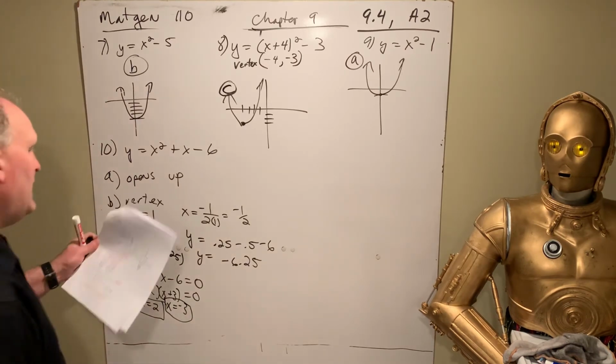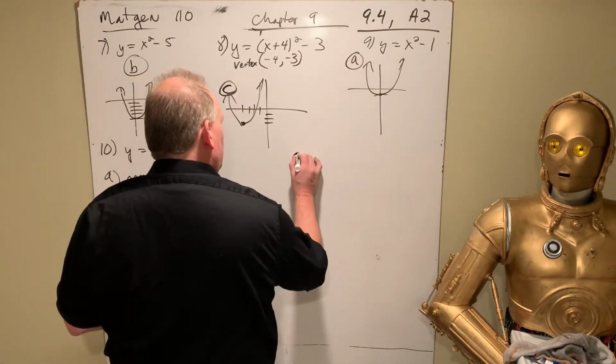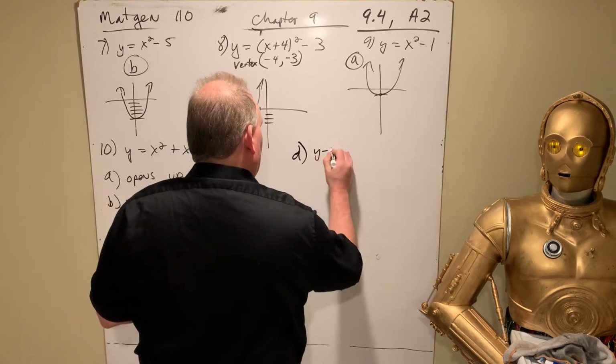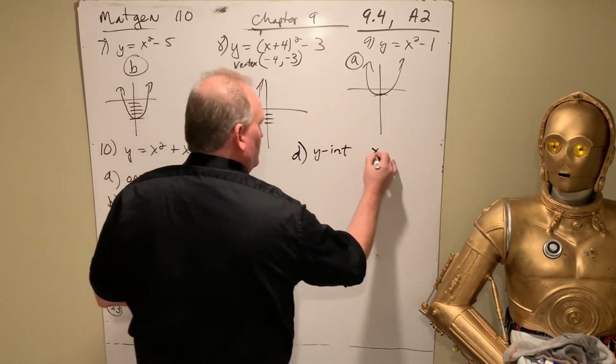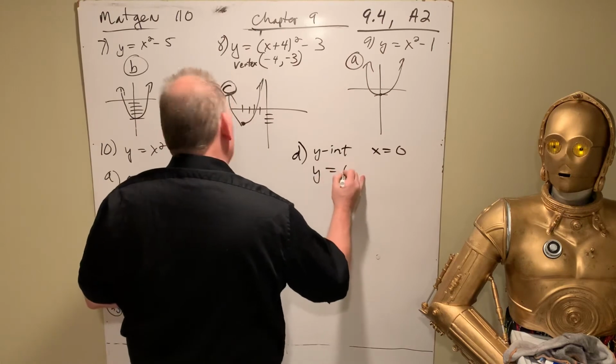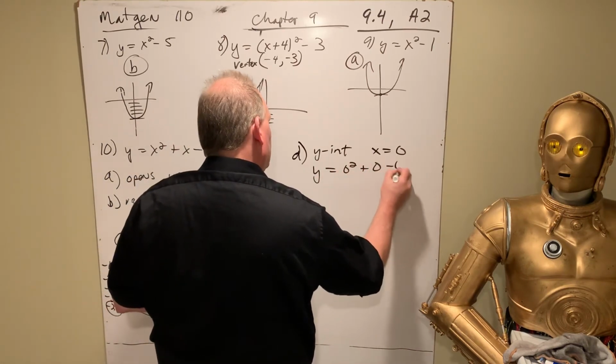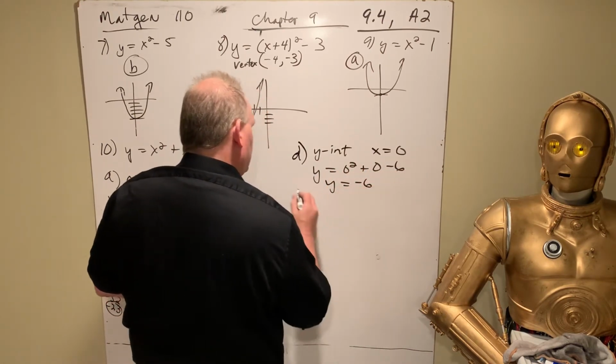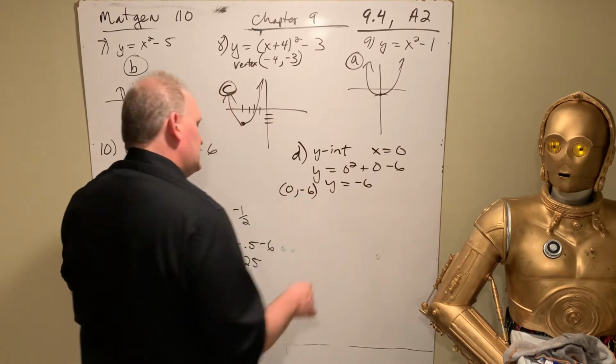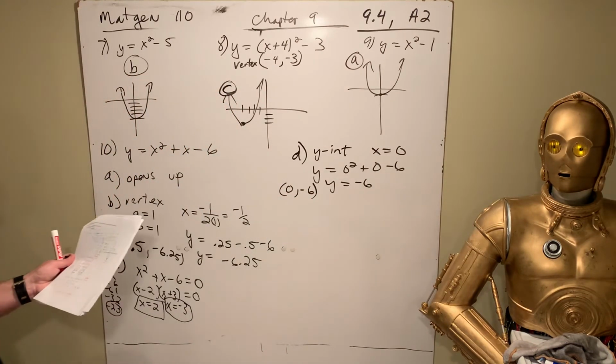D said find the y-intercept. That's pretty easy to find. The y-intercept is just you set x equal to 0. So look, we put in zeros everywhere where there's an x. Y is equal to negative 6. So 0, negative 6. And then sketch the parabola.